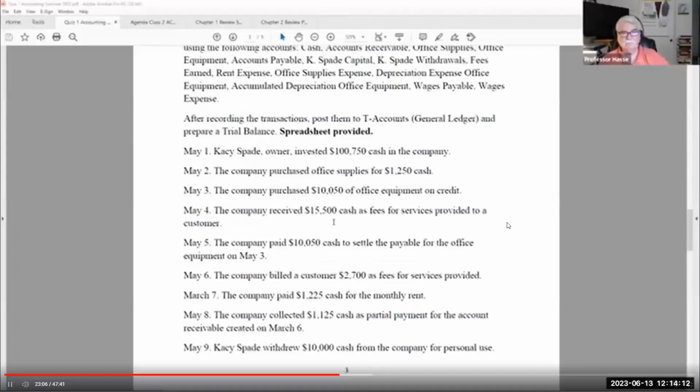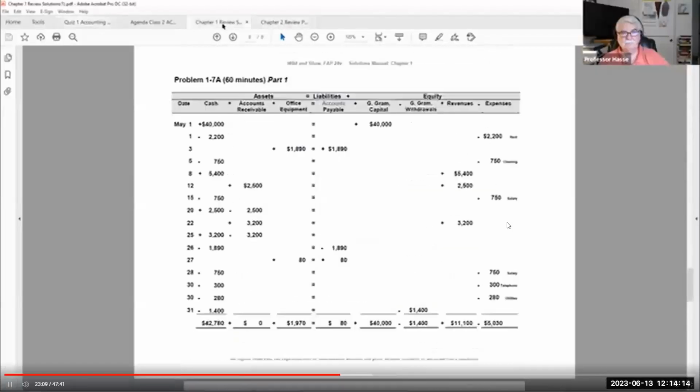All right. Let's take a look at a problem that kind of talks about this. We talked about this in our opening video. This is problem 17A, where it lists on the top the accounting equation. Assets equals liabilities plus equity. We talked about that last week. And then it lists all the accounts: cash, receivable, equipment, payable, capital, withdrawals, revenues, and expenses.